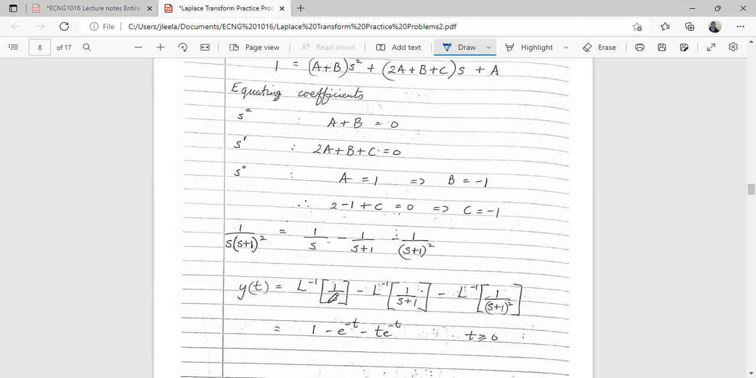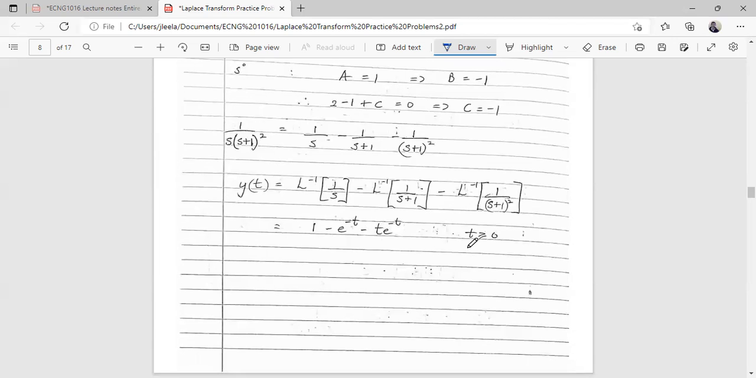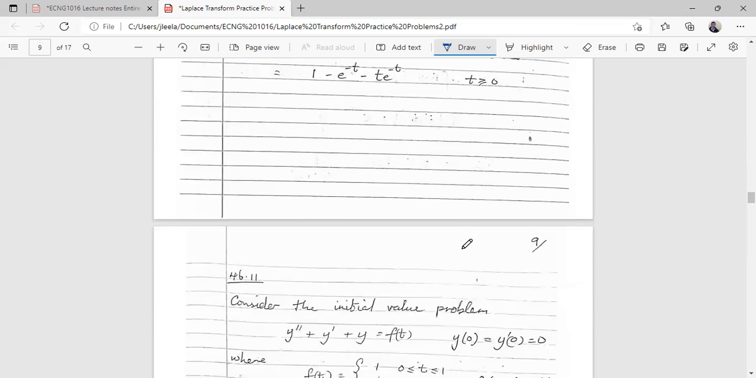So the Laplace inverse of 1 over s is 1. The Laplace inverse of 1 over (s plus 1) is e to the minus t. So you have minus e to the minus t. And the Laplace inverse of 1 over (s plus 1) squared is t e to the minus t. Right? So you subtract that here because you have a negative sign, for t greater than or equal to 0.